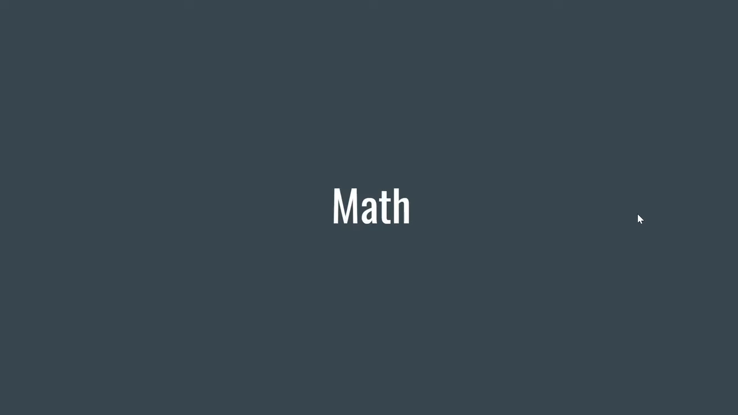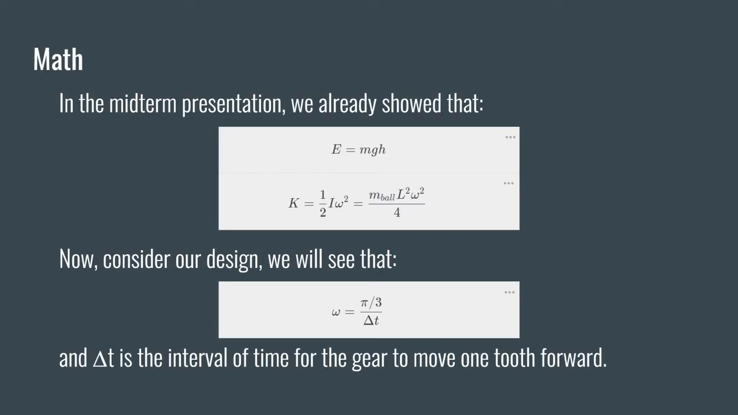I'm going to talk about the math for our project. In the midterm presentation, we already showed that the potential energy E is equal to the product of m, g, and h, and the kinetic energy K is equal to 1/2 I omega squared.